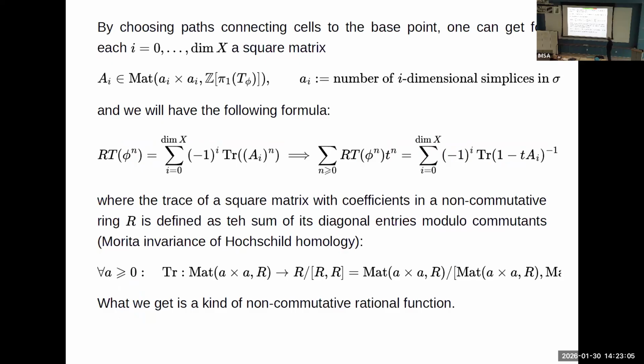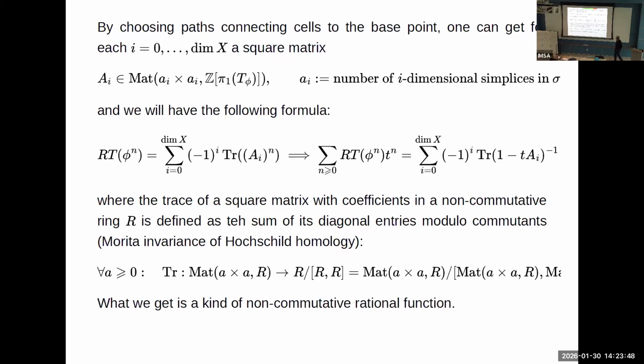And what we get is a bunch of square matrices with coefficients in the group ring of the fundamental group. What are the sizes of the matrices? The matrices are labeled by the dimension of the simplex, from 0 to the dimension of your cell complex, and the index set of the i-th matrix is the i-dimensional simplices in the original decomposition. But a matrix element will be again some linear combination of group elements, and the number of group elements will be the number of things in the subdivision.